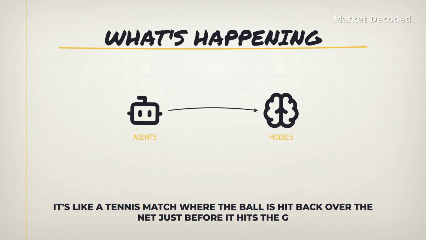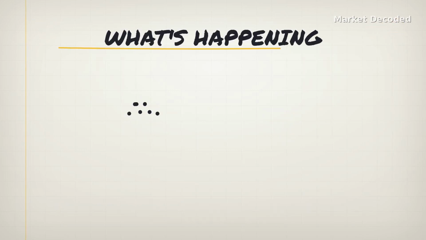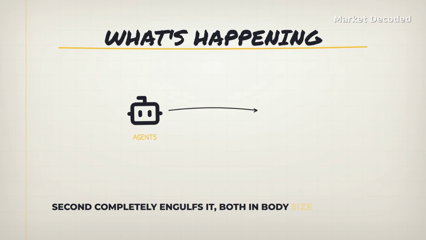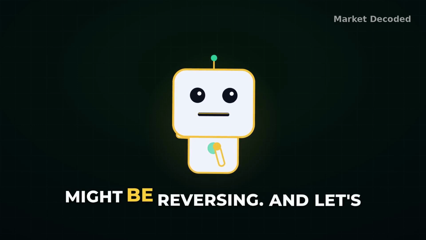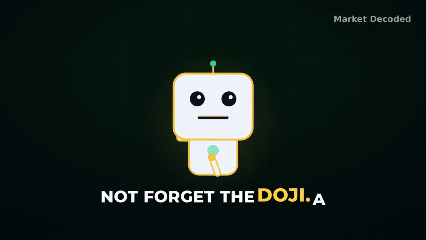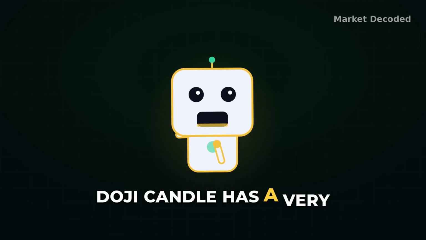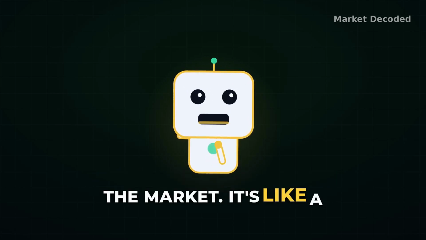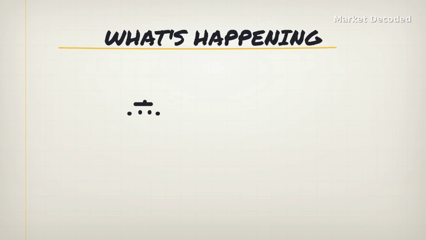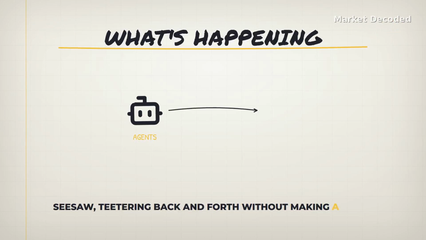Imagine two candles. The first is small, and the second completely engulfs it, both in body size and color. This can signal a shift in control from sellers to buyers, or vice versa. It's a visual cue that a trend might be reversing. And let's not forget the doji. A doji candle has a very small body, indicating indecision in the market. It's like a seesaw, teetering back and forth without making a clear decision on which side to fall.